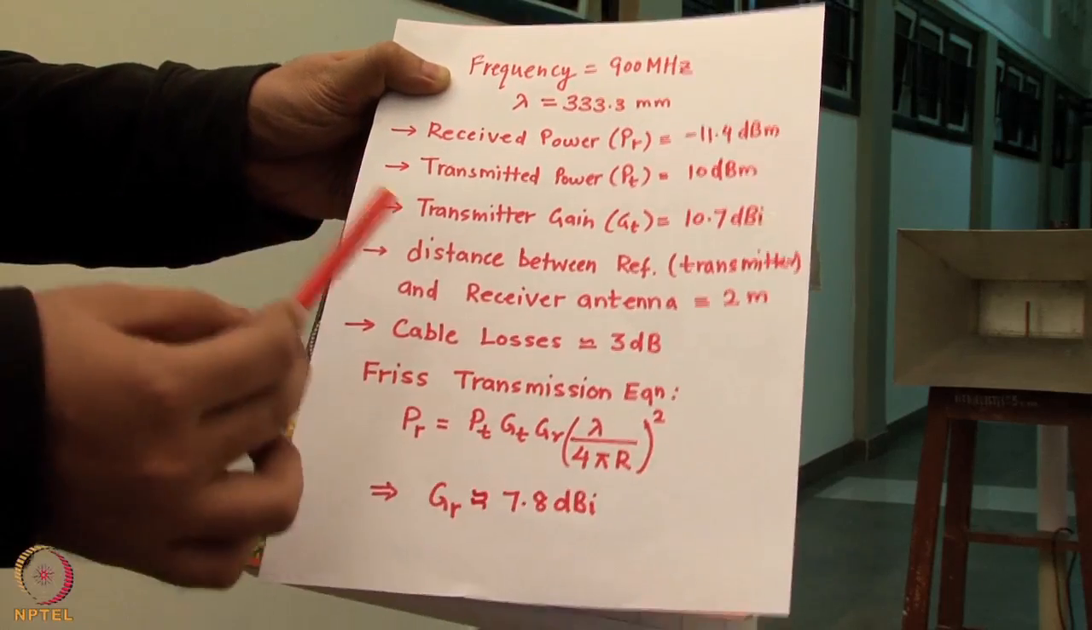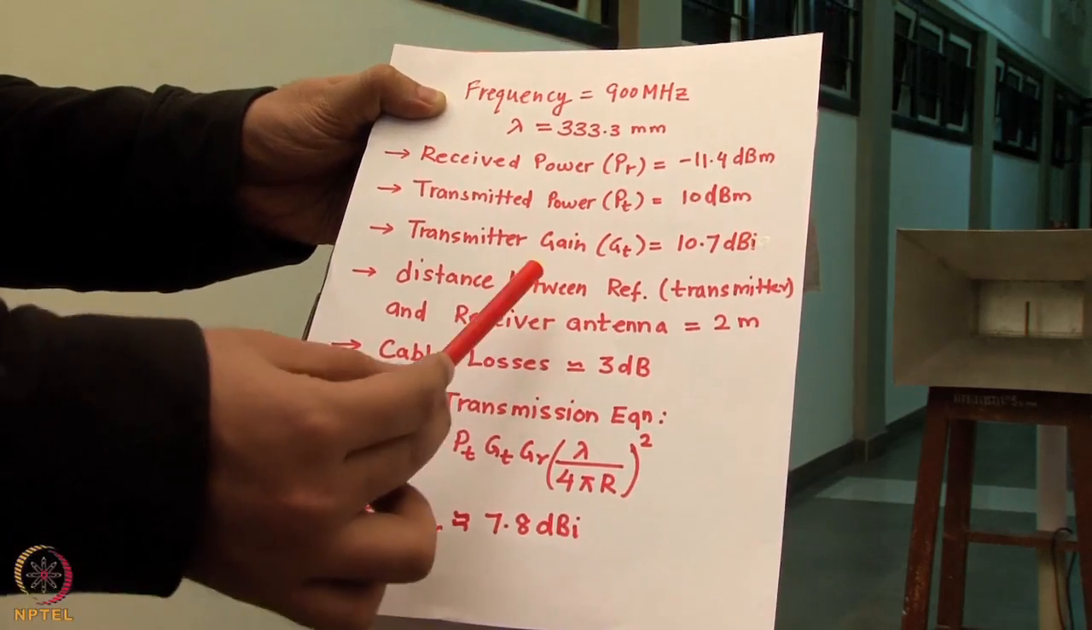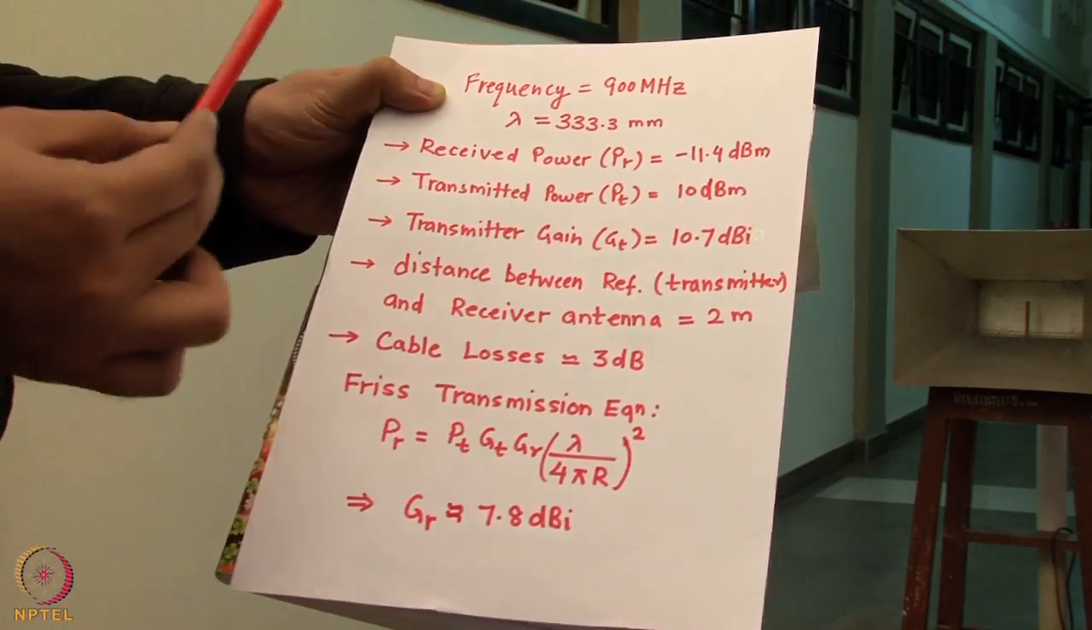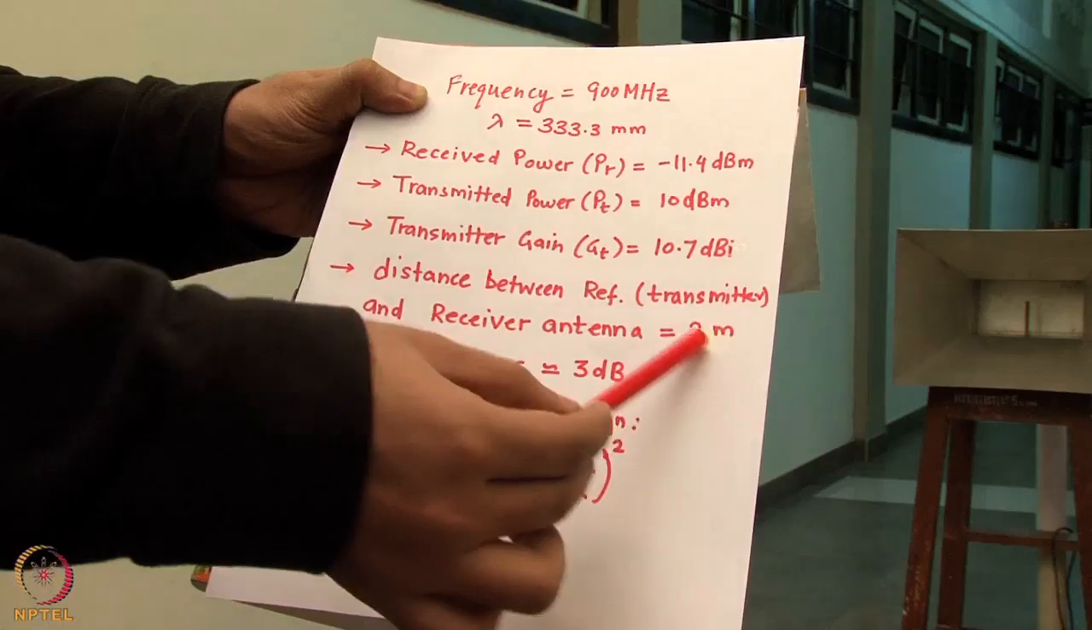Next, R. R is the distance between the reference antenna and the receiver antenna. The receiver antenna is the antenna for which we are going to calculate the gain. We have taken the distance between these two antennas as 2 meters.